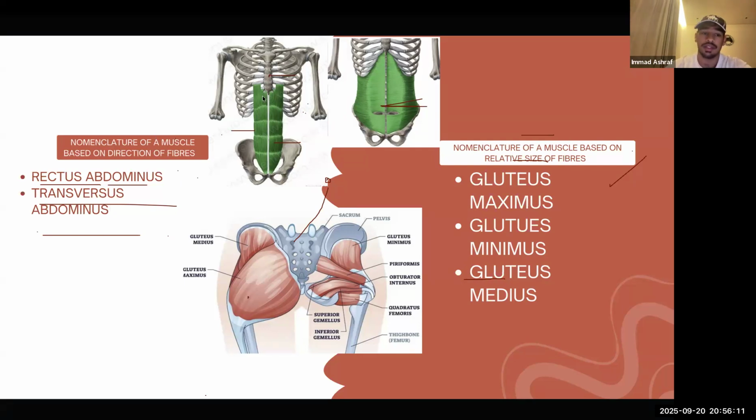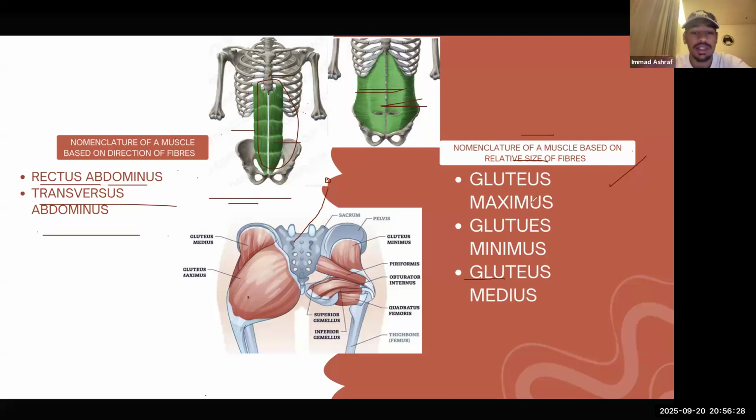So the rectus abdominis is this muscle over here, right? And it's called the rectus abdominis because its fibers are going straight down. And then you have this muscle, it's called the transverse abdominis because its fibers are going transverse. That's as simple as it is.